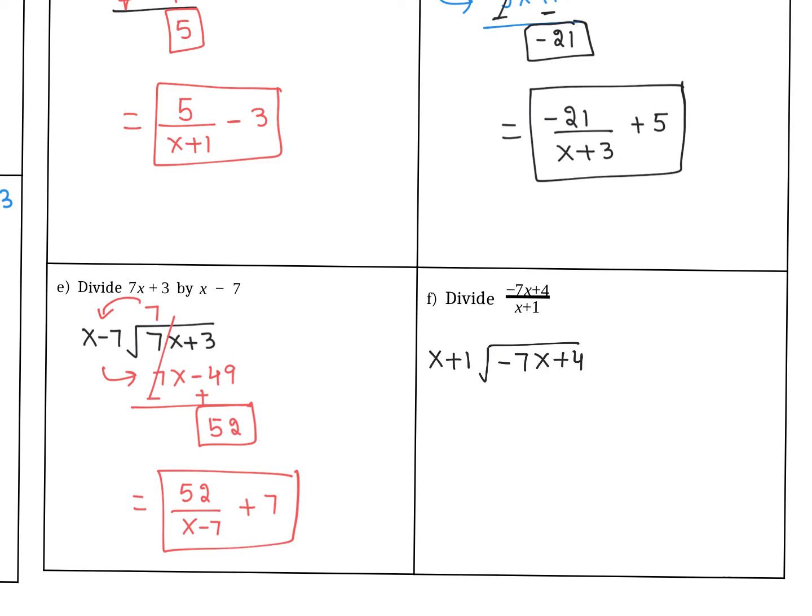Dividing negative 7x plus 4 by x plus 1, you're going to multiply by negative 7, and you get negative 7x minus 7. Change the signs, plus, and this is plus. You cancel 7x and negative 7x. You get 11 as remainder. So your answer is remainder over divisor plus quotient.